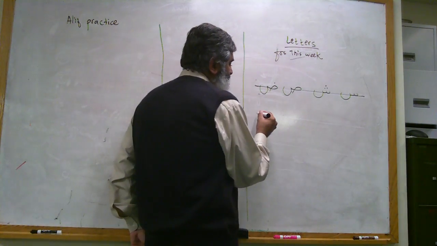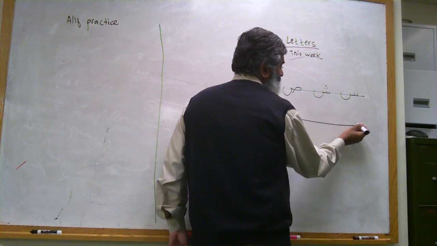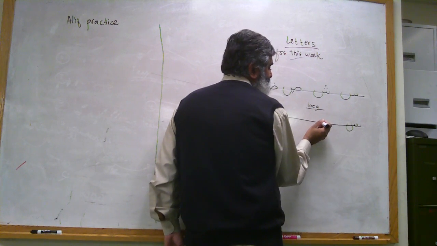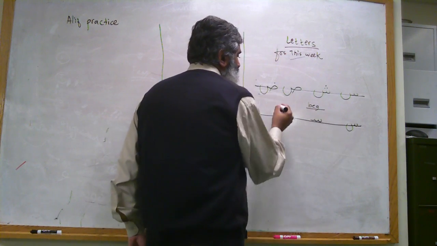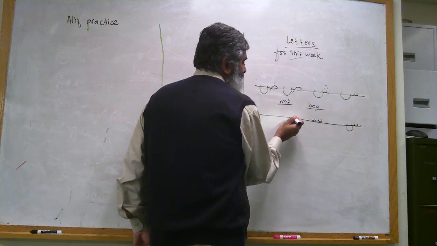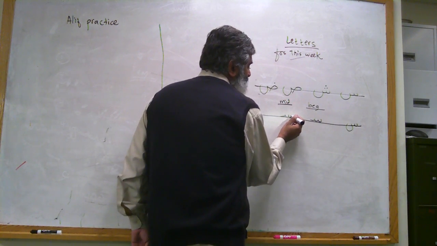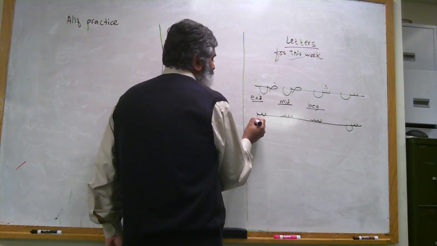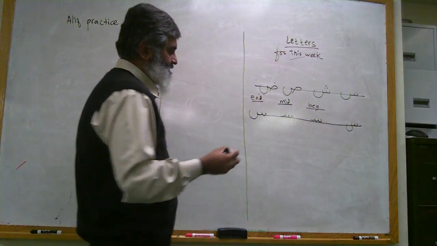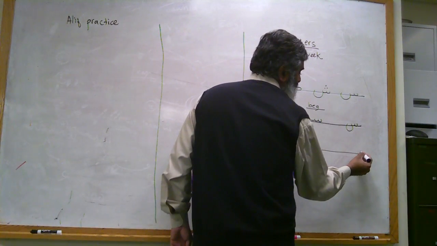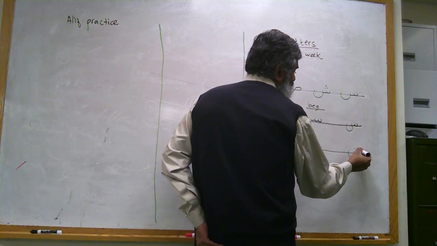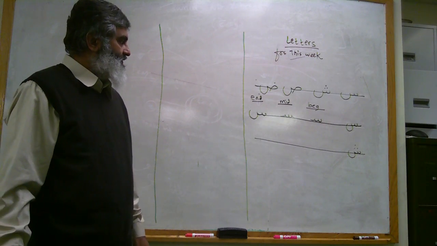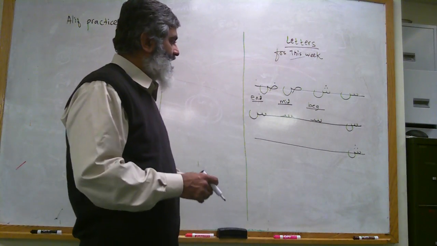So we will be discussing how to use them in writing. Letter Seen, its beginning form is just the first half again. Middle form is the first half with the extension, and end form is the full form. Letter Sheen is 100% the same way, except that letter Sheen has 3 dots. So this is how Seen and Sheen come into play.